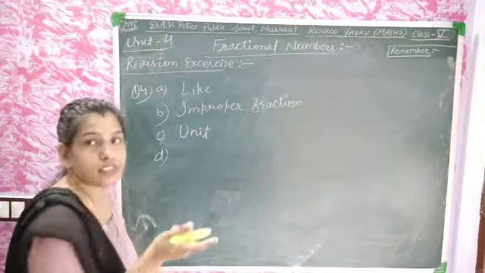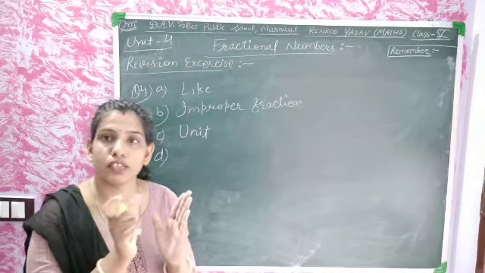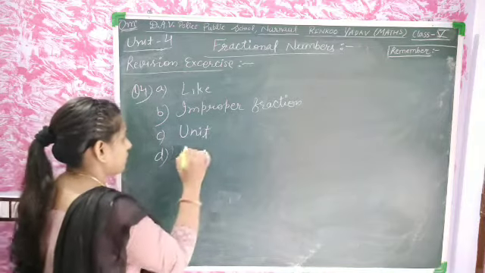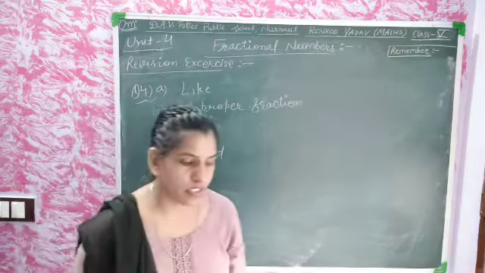3 and 1 by 8 is 3 is the whole part, 1 by 8 is the fractional part. The combination of whole part and the fractional part is, yes, mixed number. That is mixed number. The next part is E part.